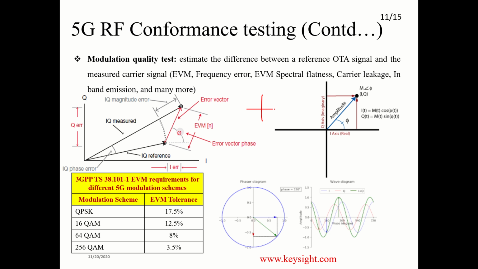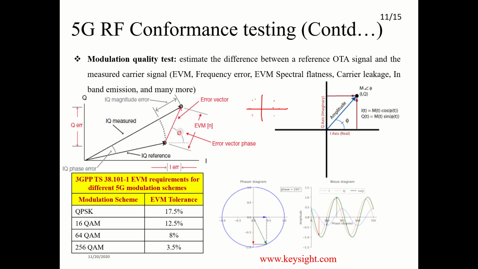For example, if it is BPSK, it will be either this point or this point. If it is QPSK, you will have this point or this point. Only phase is different, not magnitude. For QPSK, there is no magnitude variation. Magnitude is equal, but phase is 45 degrees, 135 degrees, minus 135, like that.